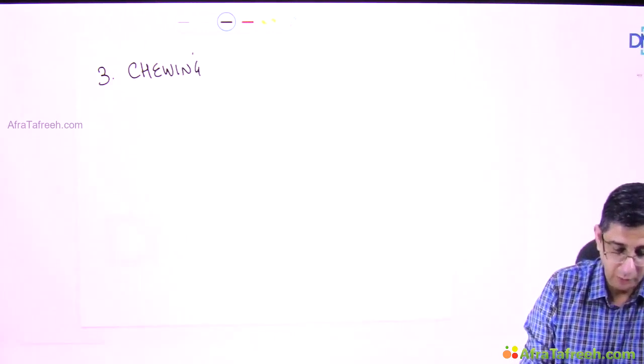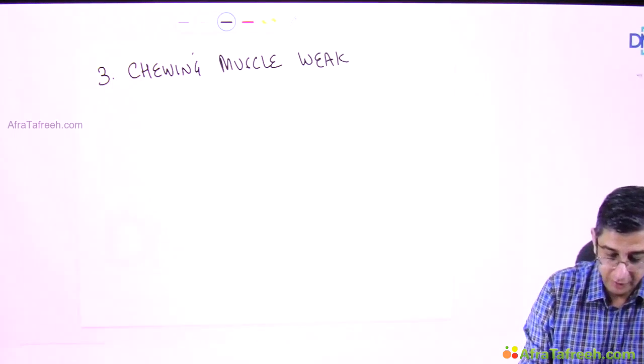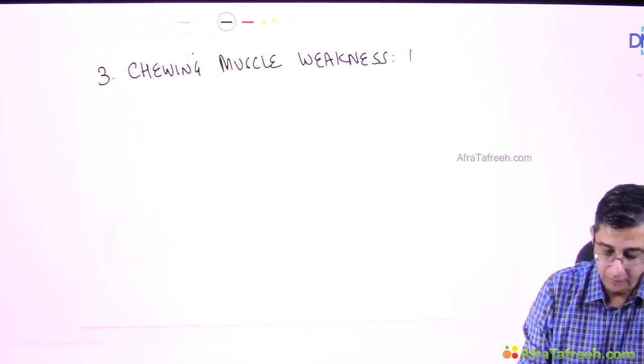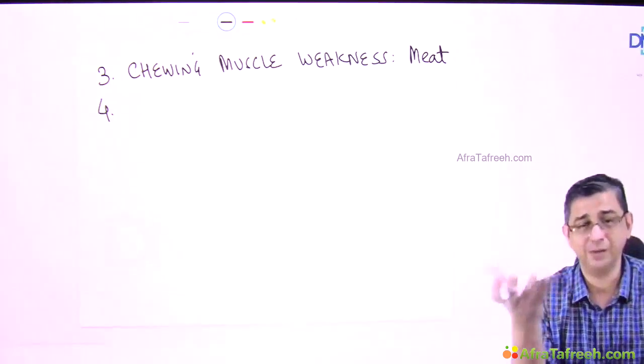This chewing muscle weakness is more prominent. Muscle weakness is exaggerated on eating non-vegetarian food, especially meat or mutton. When the person is consuming it, that's when the manifestations become a little more exaggerated.